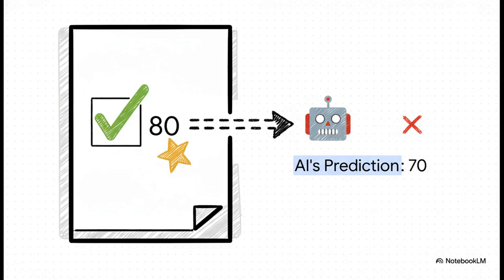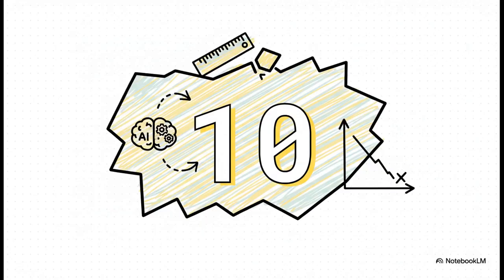The actual correct score, the perfect answer, is 80. Now the AI, our student in this little story, makes a prediction. It guesses 70. So you can see there's a clear gap there, right? Between what's correct and what the AI guessed. That gap, that difference of 10 points, that is the loss. It's just one single number that tells the AI precisely how far off it was. Now it has something real, a score for its mistake.